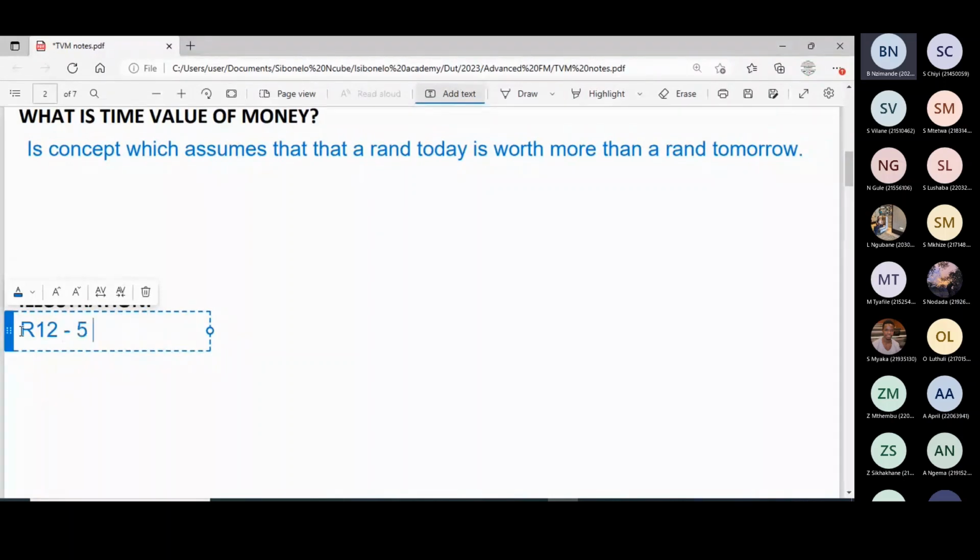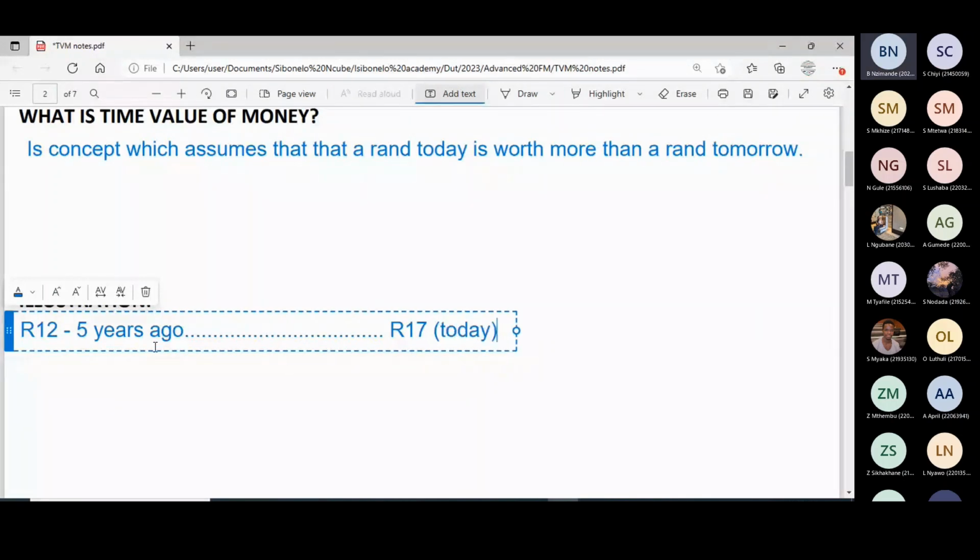So this was 5 years ago. And then how much is the loaf of bread costing today? How much do you need today to get that loaf of bread? A loaf of brown bread is like 17 rand now. Okay, so this is the price today.